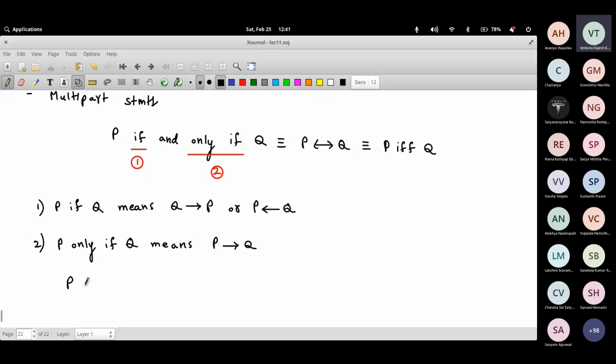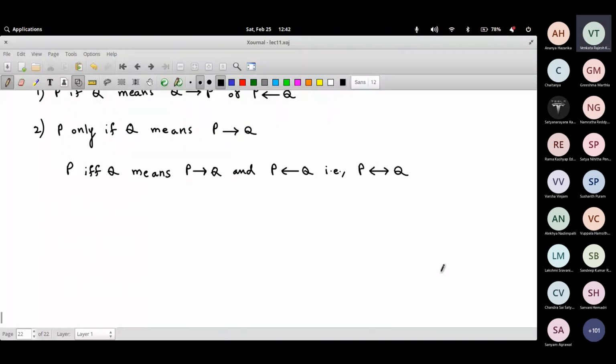So P if and only if Q means both these conditions: P implies Q and Q implies P. It can be written like this also. That is P bi-implies Q. All right.